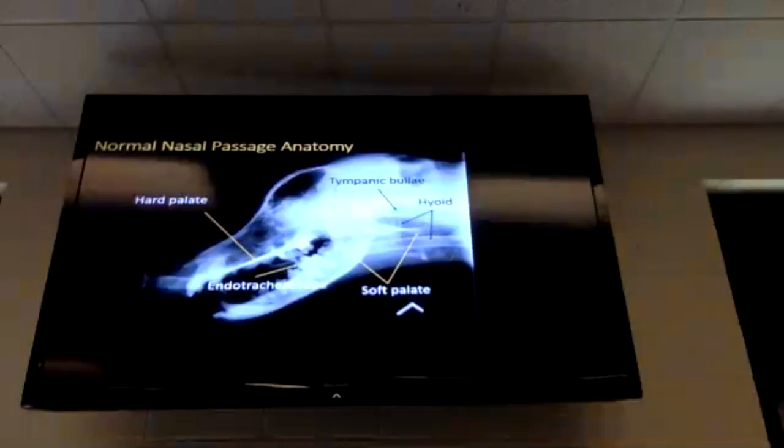If I go too fast, then please let me know. This is again hard palate, soft palate. And the soft palate is basically extending from here down to here, okay? And these radio-opaque structures in the background that you are seeing, those are hyoid bones. We will cover those later. We use those as landmarks to make sure the lateral view is perfectly lateral. So they should be superimposed.